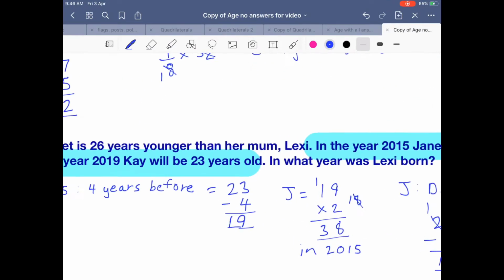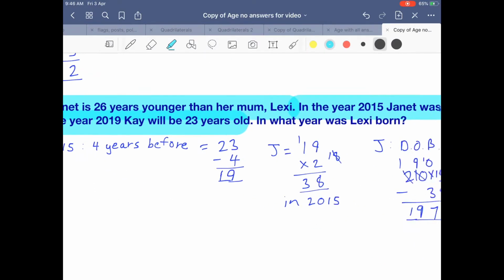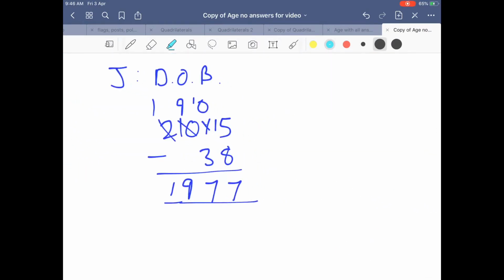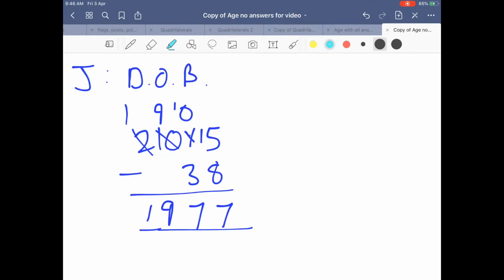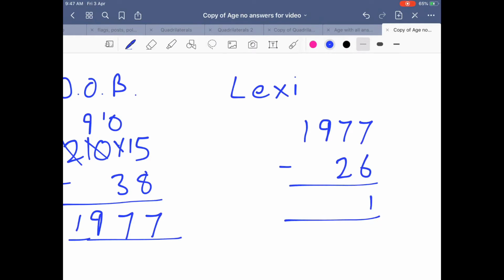And lastly, they told us that Janet is 26 years younger than her mom Lexi, or in other words, Lexi is 26 years older than Janet. So it means that Lexi was born 26 years before Janet, so we can take away 26 years from Janet's date of birth. So that's 1977 take away 26. 7 take away 6 is 1, 7 take away 2 is 5. So Lexi was born in 1951.